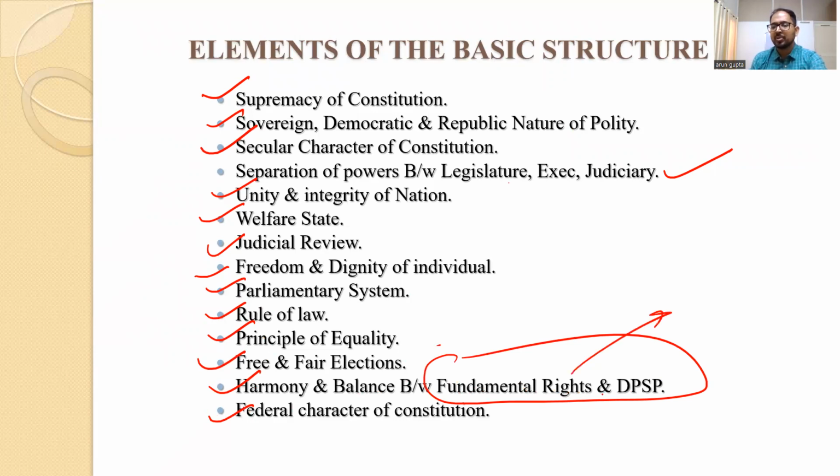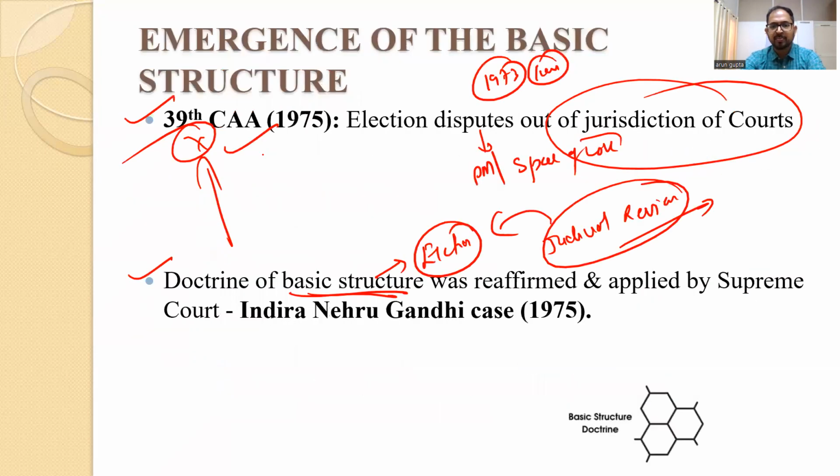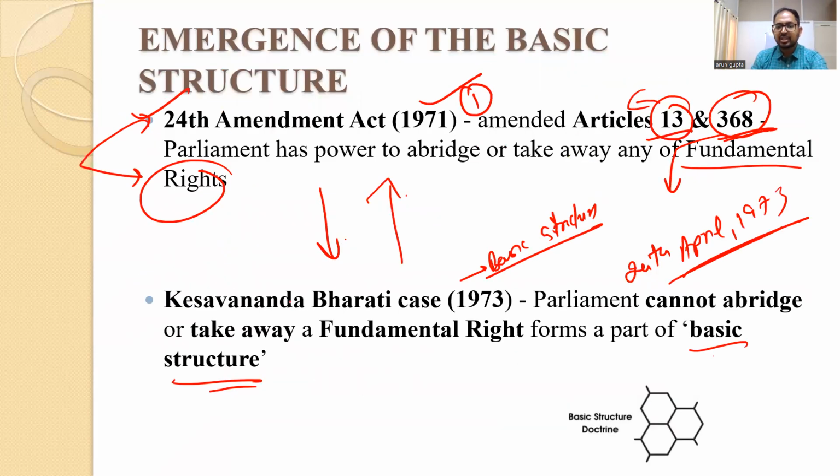So the balance between fundamental rights and DPSP is again a very important question, and we'll be discussing it in a separate video. So fundamental rights in themselves are not part of basic structure, right? So you can see in this part also, in the Kesavananda Bharati case, Parliament cannot abridge or take away a fundamental right which forms a part of basic structure. So the Supreme Court has not pronounced which fundamental rights cannot be taken away, but it has said that those fundamental rights which are a basic part of basic structure cannot be taken away. It means those which are not part of basic structure can be taken away. For example, Article 31, right to property, right?